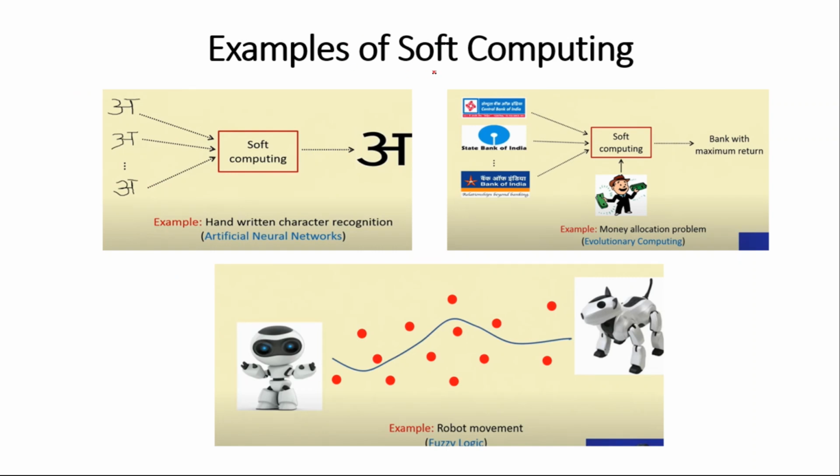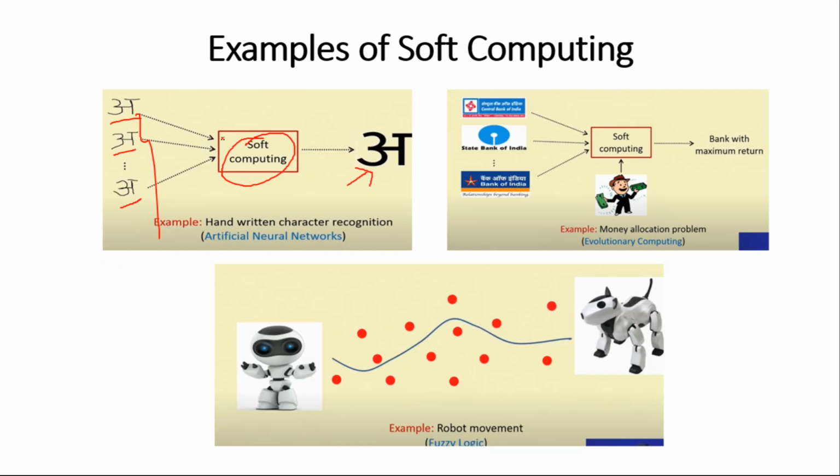So these are some example problems for which soft computing is applied. Say for example, character recognition. Different persons may write a particular character in different styles, but the algorithm should be able to understand that all these things represent this particular character. Now the algorithm cannot say that everybody should write exactly like this only. No, that is not possible, right? Different users will write in a different way.